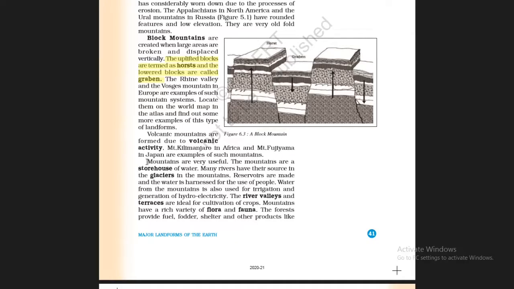Location, you must know it, okay. Where is this Mount Kilimanjaro and Mount Fujiyama? You must know the name of the places, and that means the name of this mountain also.